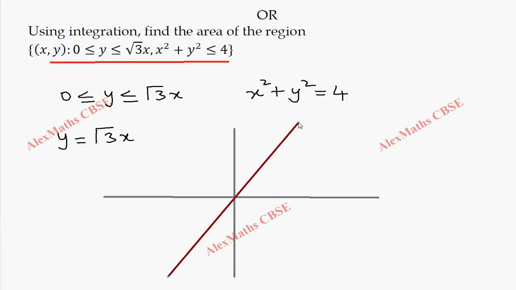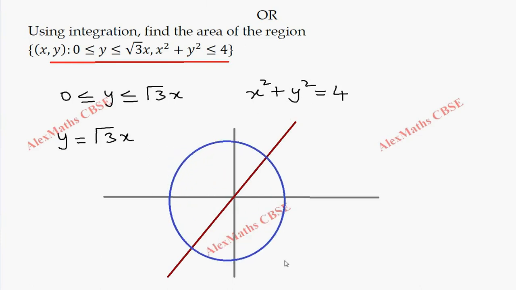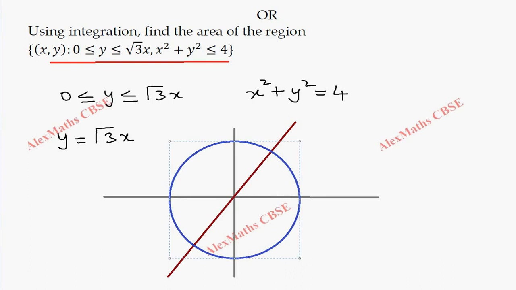So this is y equal to root 3x. And this is a circle with center origin and radius 2. So we take the diagram like this. Now this part is origin, so 0, 0. And this part is the radius of the circle, which is 2, 0, because this line length is 2.